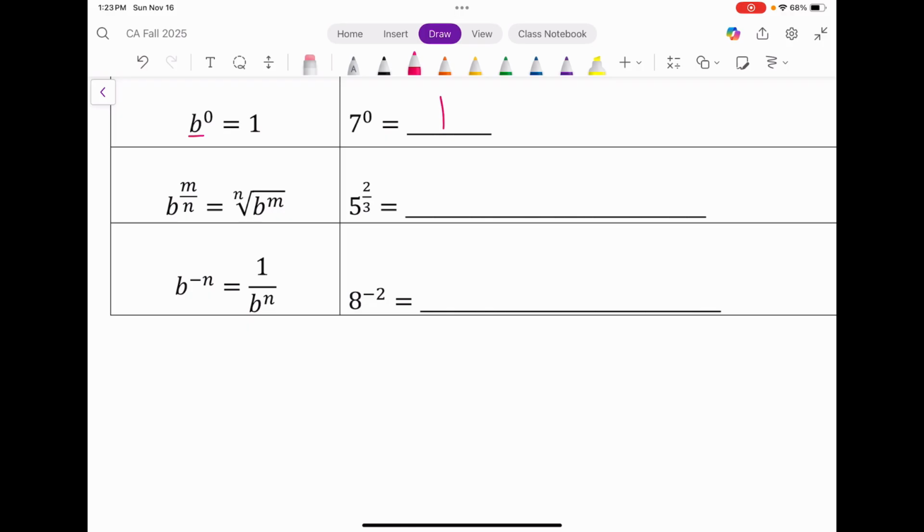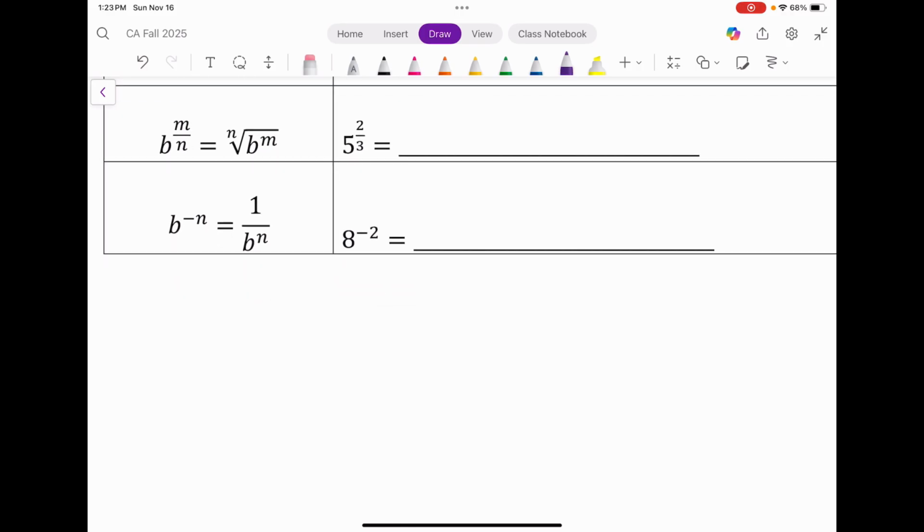If you have a base raised to a fractional exponent, the numerator is the power, where the denominator of that exponent is going to be the root. So for instance, we got 5 to the 2/3. This is the same as the cube root of 5 squared. Or you might remember from algebra classes that the way in which you apply the root or power does not matter. So you could take the cube root of 5 first and then square that. It would be the same result.